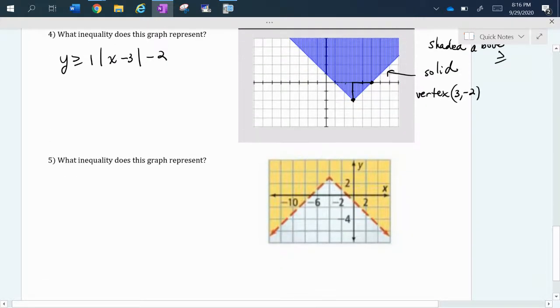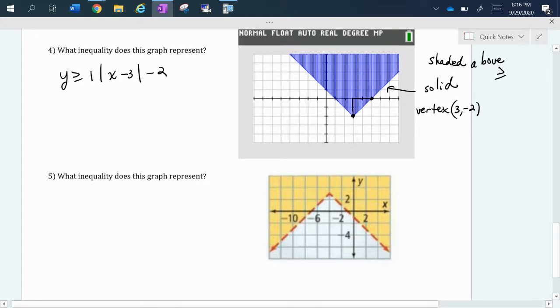So we're going to do one more absolute value inequality. So I see a dotted boundary, so that means just a greater than or a less than. And I do see it shaded above, which means I need a greater than. And my vertex is, let's see, that's negative 2, negative 4, up 2, up 3. So my vertex is negative 4, comma 3. And let's count the slope. So I went down 1, down 2, down 3.